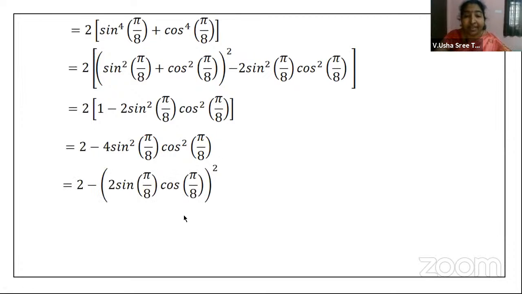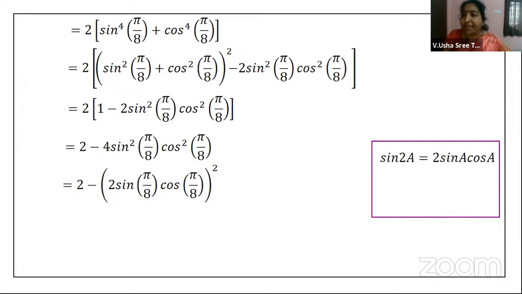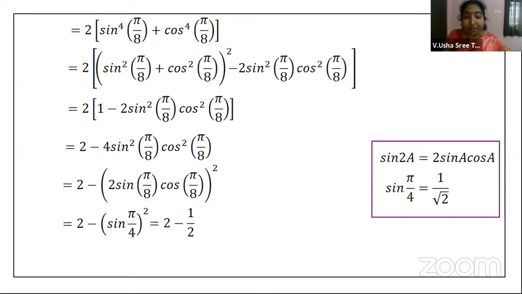Now we can always rewrite this as (2 sine pi by 8 cos pi by 8) whole square. Now 2 square is 4, isn't it? And likewise the sine square and cos square terms. Now how is this bracket looking, children? Is it not looking like your sine 2a formula? Right? Sine 2a is nothing but 2 sine a cos a. So we can always write it as sine 2 into pi by 8. 2 into pi by 8 is nothing but pi by 4. What is pi by 4? 45 degrees. Sine 45 is 1 by root 2. Therefore, we will replace it. You will have it as 2 minus 1 by 2. (1 by root 2) whole square is 1 by 2, isn't it? So you will be getting it as 3 by 2. Therefore, your solution.